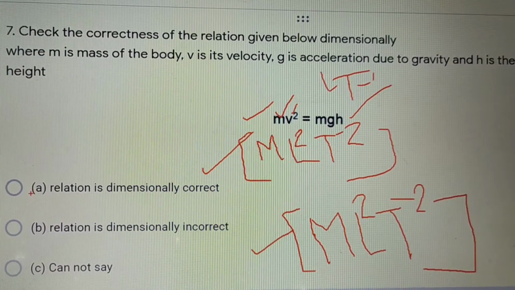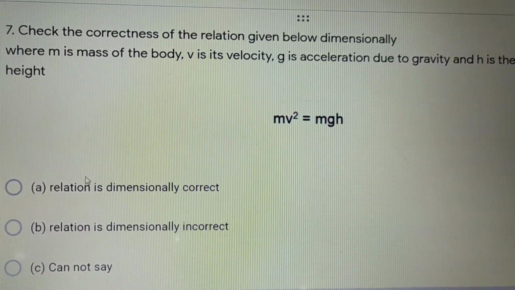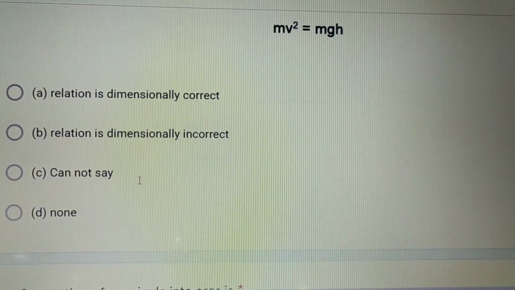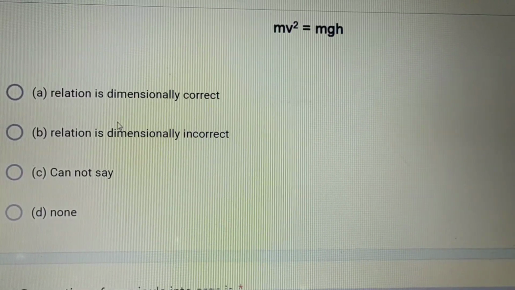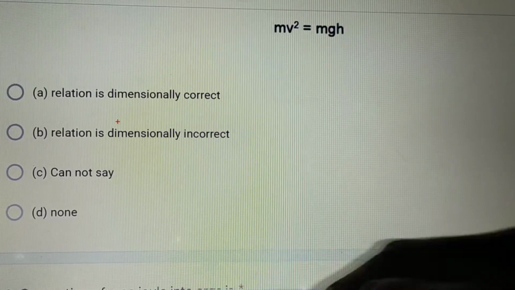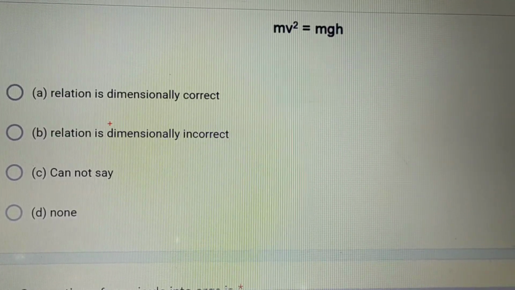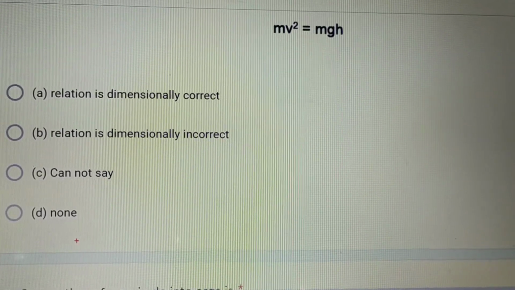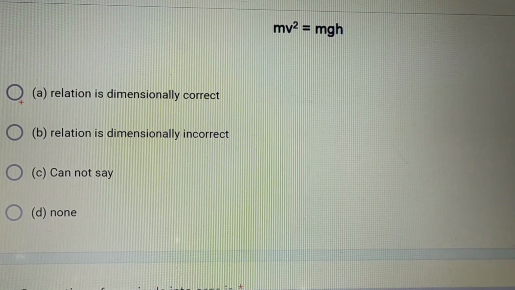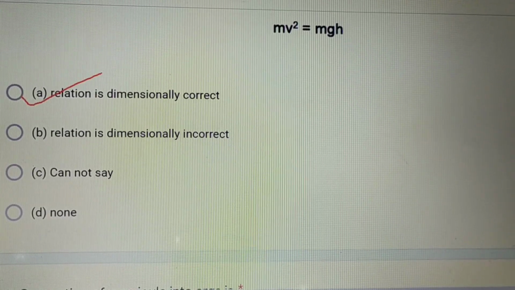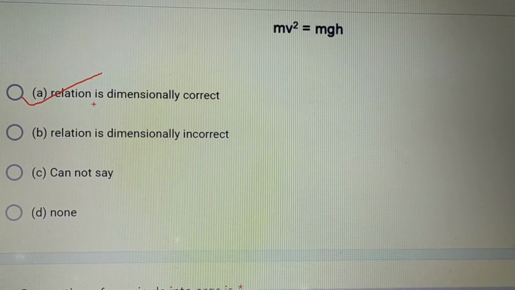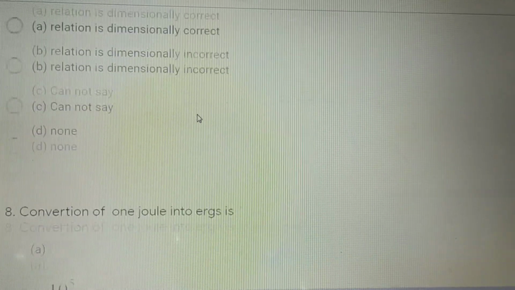Out of all the options, the correct option will be: the options are relation is dimensionally correct, relation is dimensionally incorrect, we cannot say, and the last option is none. So we have already seen that the relation is dimensionally correct. Now let us move to the next question.